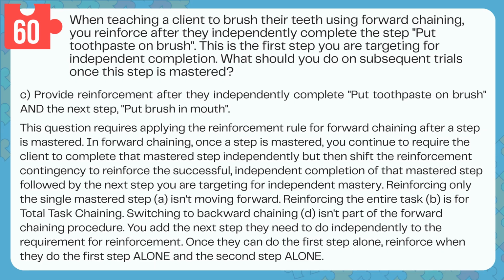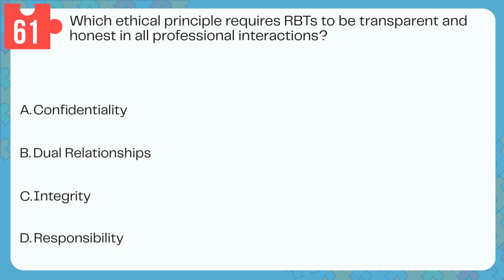Question 61. Which ethical principle requires RBTs to be transparent and honest in all professional interactions? A. Confidentiality. B. Dual relationships. C. Integrity. D. Responsibility.